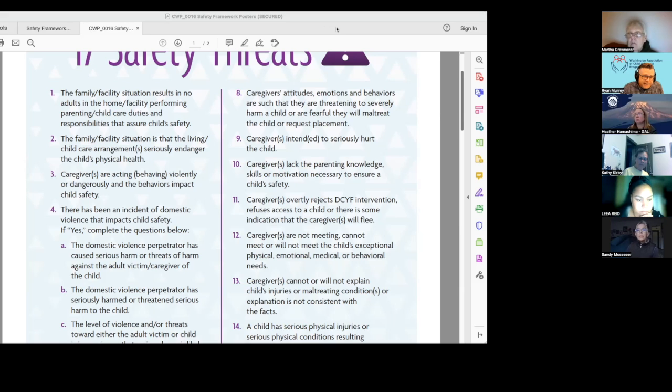So here's the easy answer to that, Leah. Ignore the department's 17 safety threats model. And I know that's hard, but the court has been trained on the ABA safety framework. That's what they're used to seeing. The department does not train the court on their 17 safety threats.